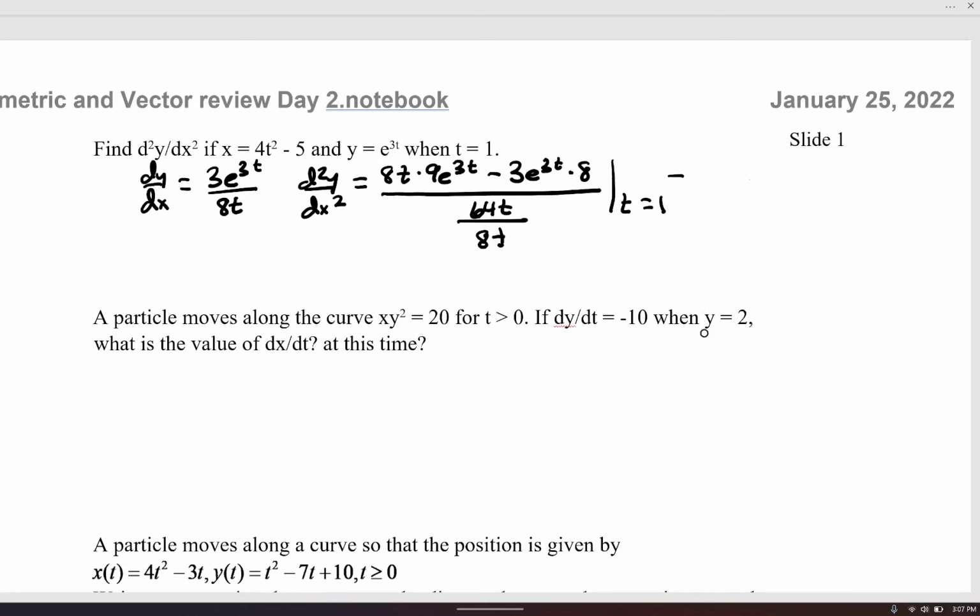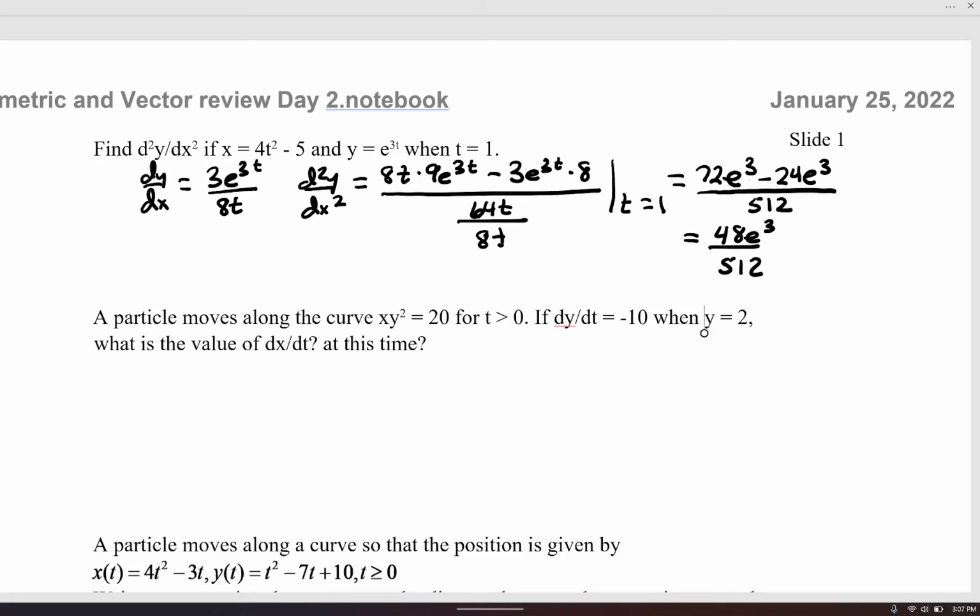So we're going to evaluate this when t is equal to 1. It says 72e^3 minus 24e^3 over 512. So that's going to be 48e^3 over 512.